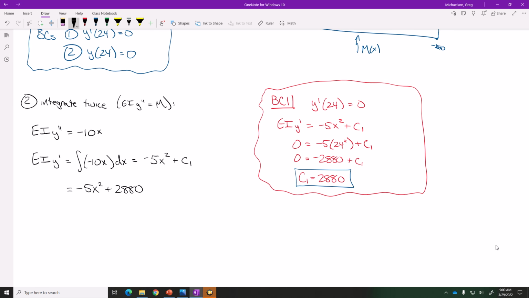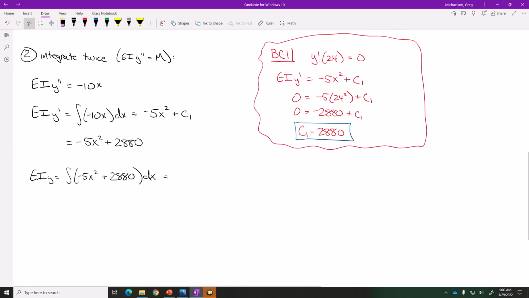Now, we can do EI y. Everybody good so far? Any questions? Here, we'll put this down here. Now, a lot of times you find cantilever beams are actually a little easier.